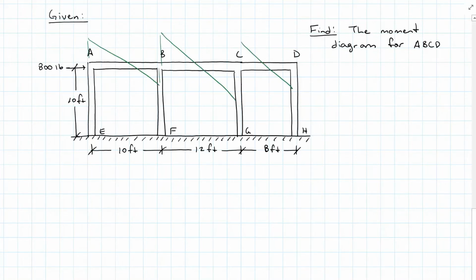Our moment diagram is going to have this triangular look to it based on the portal approximate method. So what I need to find are the magnitudes at the fixed ends A, B, and C, and then due to symmetry, that would be the negative portion of the moment diagram. To finish this diagram out, it is going to cross 0 at the center of the frame.